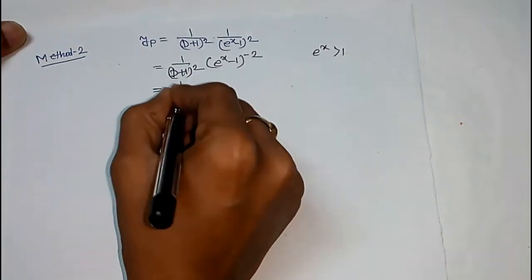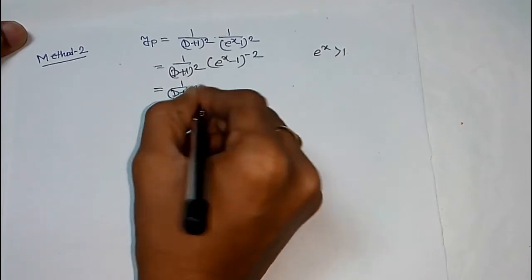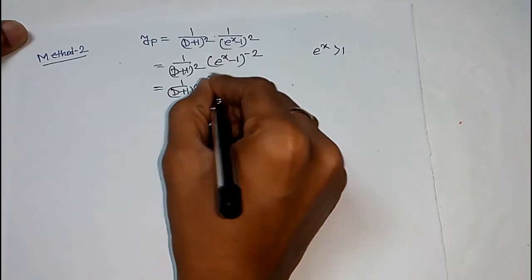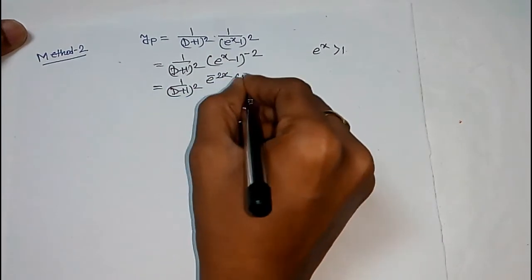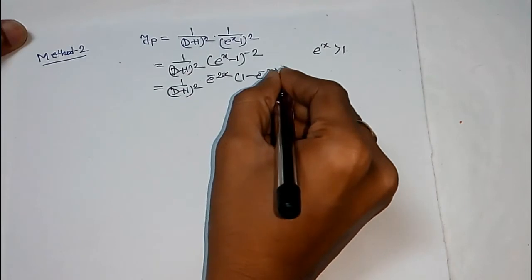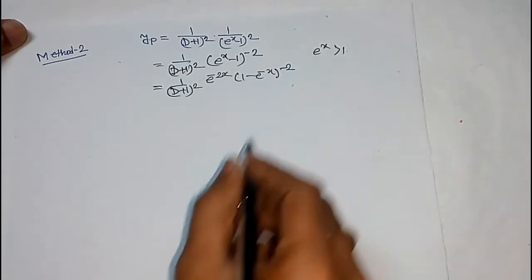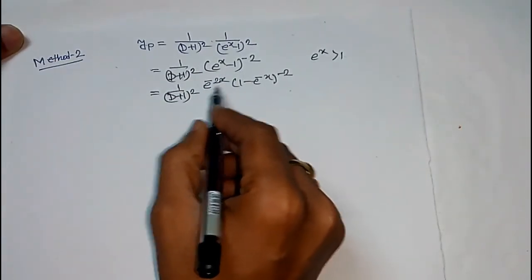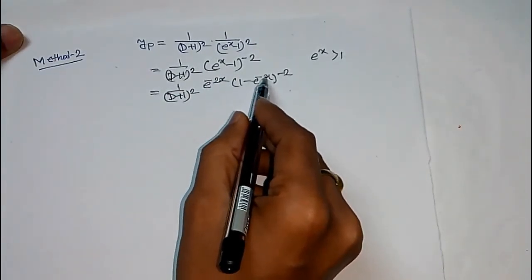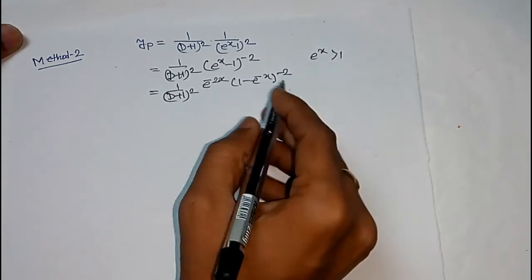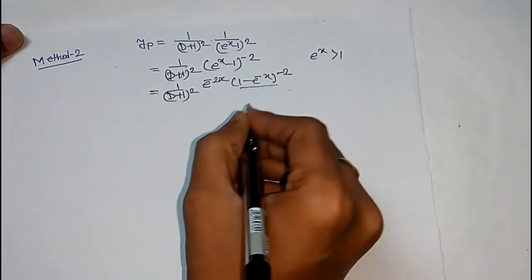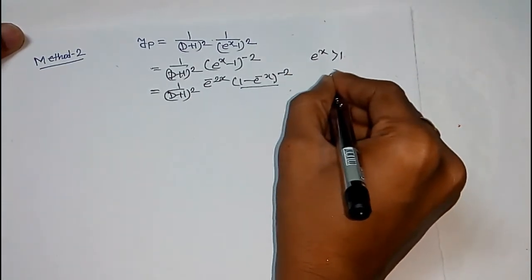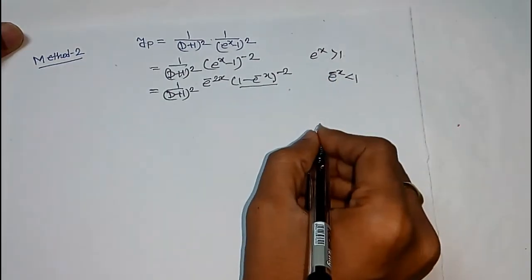For that reason, we have to take e to the power x common from this bracket. So then it will be e to the power minus 2x. Now taking e to the power x common from this bracket, we have e to the power minus 2x into (1 minus e to the power minus x) to the power minus 2. Now we can expand this function in binomial series, because now the common ratio is e to the power minus x, which is strictly less than 1 for any positive value of x.